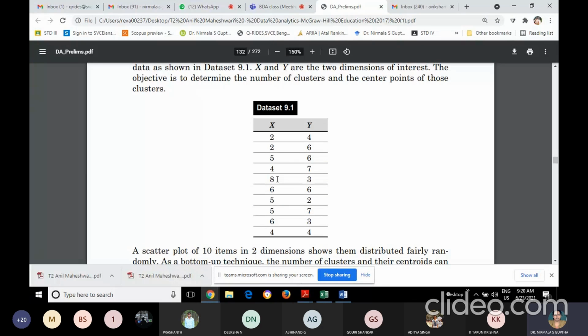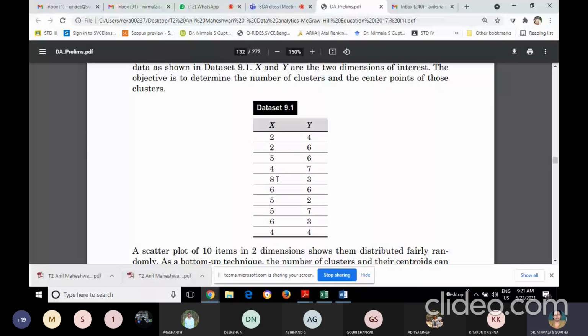Number of clusters. So let us apply the bottom up technique, and we will represent these pair of values as 2, 4. My X value is 2, Y value is 4. So that is my first value. So I'm going to make a pair of it.